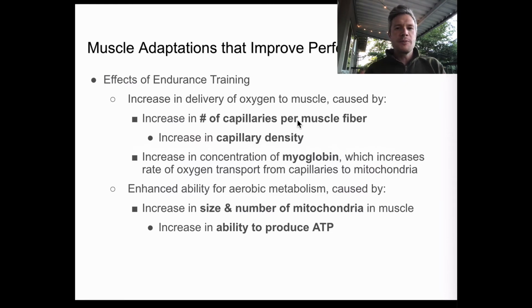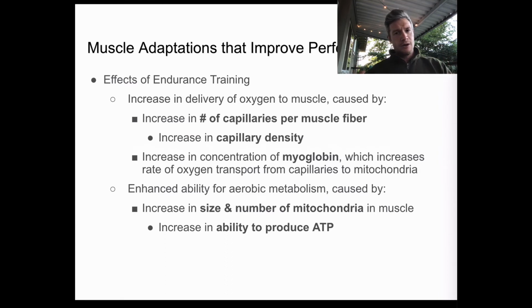Now, again, just a little bit of a callback. If you recall, myoglobin is the shuttle system to get oxygen from blood to the mitochondria. So increasing the number of those is going to increase that capacity to deliver oxygen to our mitochondria. Okay. Another way that our aerobic metabolism can increase is we actually get more mitochondria and larger mitochondria, right?